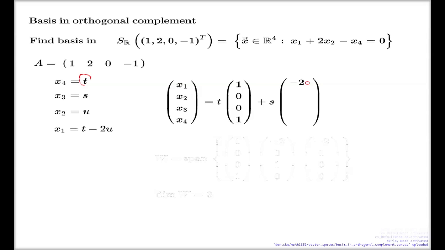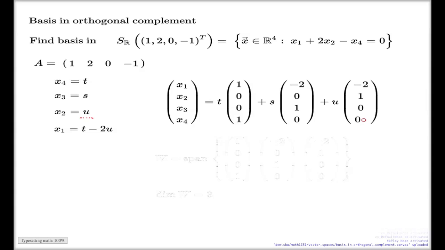The s parameter comes with the vector, that's a typo. There's no s here, so the -2 is not supposed to be here. I'll fix it in a second. 0 because no s here, 1 because there is 1 s in here, and 0 because no s in this solution. This is a typo. It should be 0 here. The u component comes with the coefficients -2 from here, 1 from the second one because u is here, and 0 and 0 because no u in these 2 components. And that's the solution.